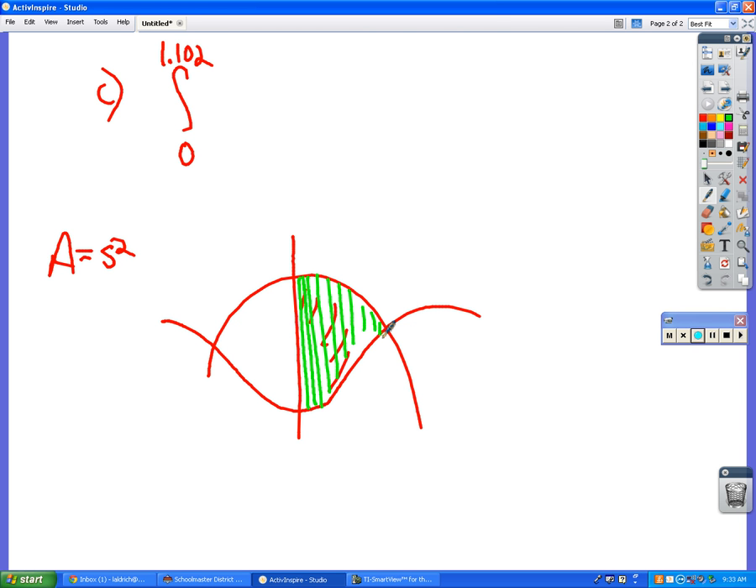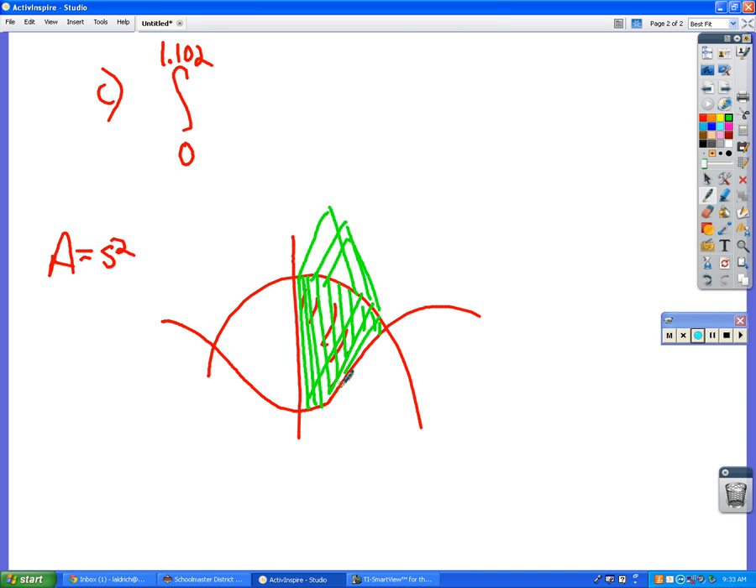So the squares are going that way. So the squares are going like this. Okay? So they're sticking out like that, coming at us.